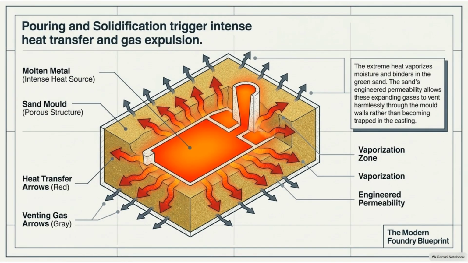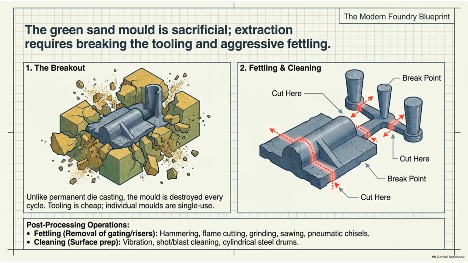During pouring, the intense heat vaporizes moisture and binders. The mold's engineered permeability is crucial here, allowing these gases to vent through the sand walls instead of causing defects in the metal. Because the sand mold is sacrificial, it is broken apart after the metal solidifies. The component then undergoes fettling and cleaning to remove the gating systems and refine the surface finish.